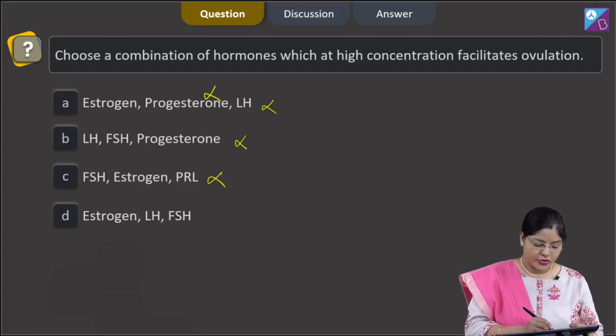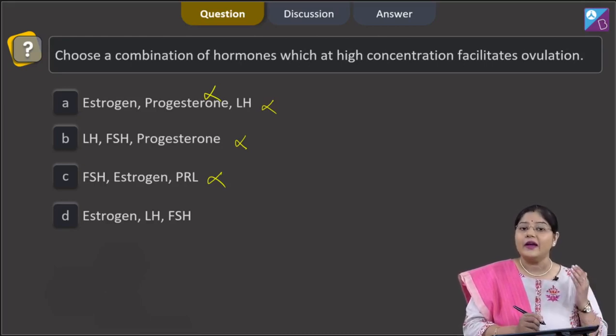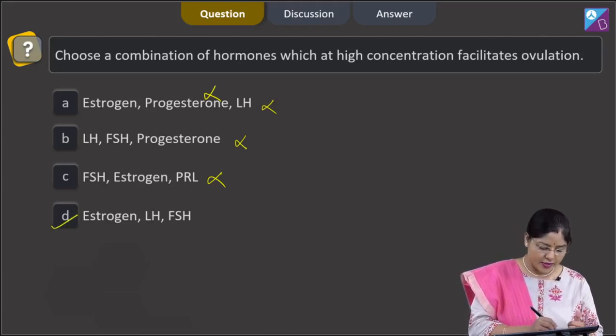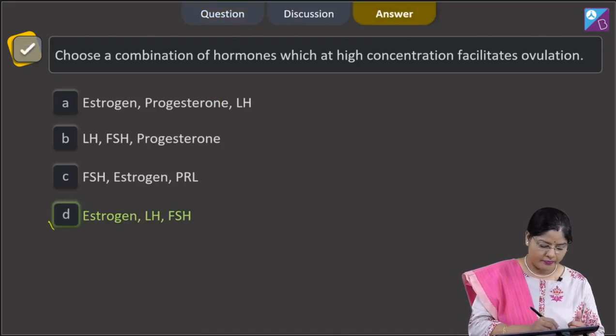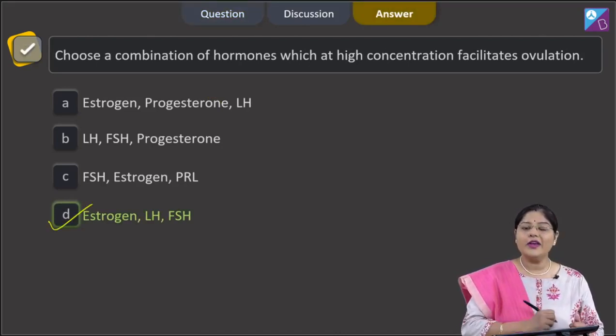Fourth option estrogen, LH and FSH. High level of estrogen at the end of follicular phase gives positive feedback to hypothalamus and anterior pituitary. It stimulates hypothalamus to release GnRH, and there is pulsatile secretion of FSH and LH from anterior pituitary. And this burst release of LH is known as LH surge, which is responsible for ovulation. So, the correct answer to this question is option number 4th, that is D. Moving to the next question.